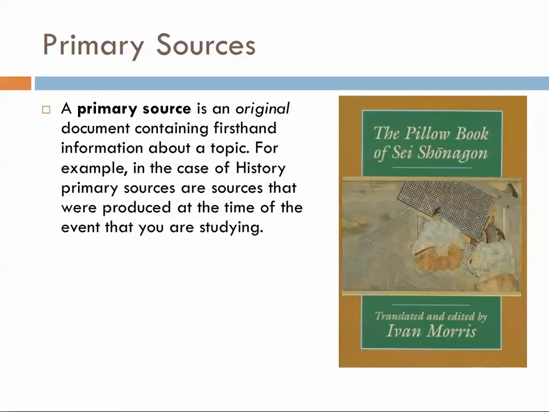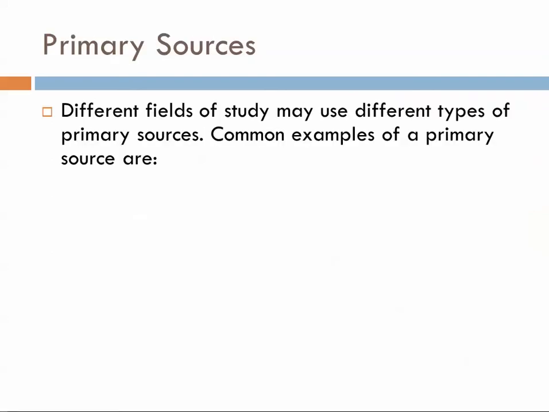For example, if you are studying life in the imperial court during Japan's Heian period, Sei Shonagon's Pillow Book, which you see here on the right-hand side of your slide, would be a primary source. In that work, Sei Shonagon describes her life in the Heian court. What other types of primary sources are there?